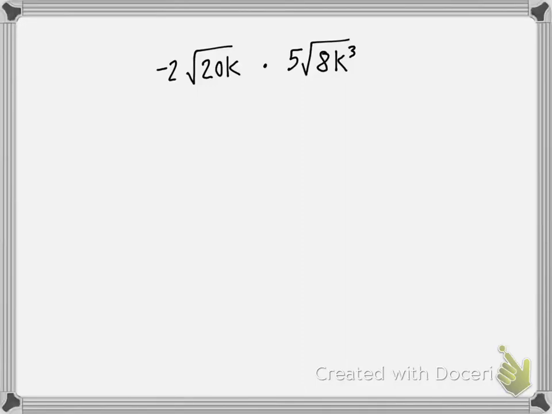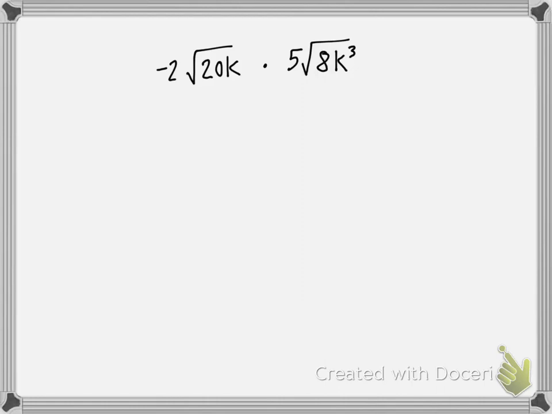To multiply these two roots together, the first thing I notice is that they're both square roots, meaning the index is the same. Even though there's no index written, the index is a 2 on both of these. So I can actually multiply these together. There are two routes to multiply these. You can simplify each root first because 20 has pairs and so does 8, or you can multiply them together and then simplify. I'm going to choose to multiply these together and then simplify.